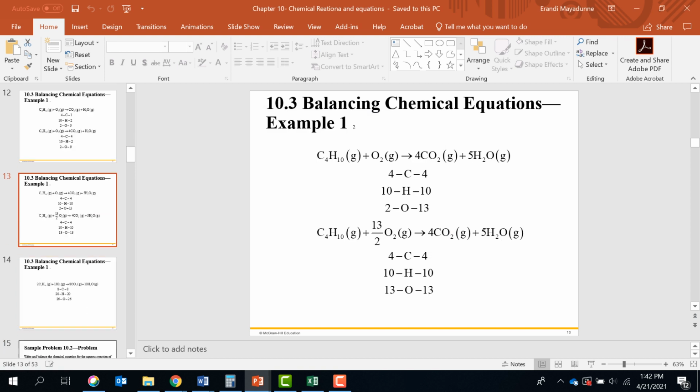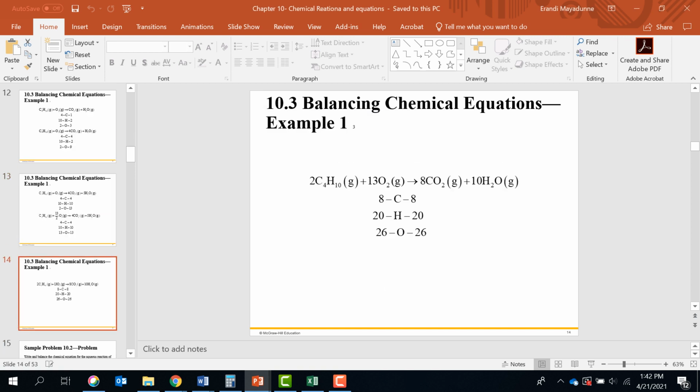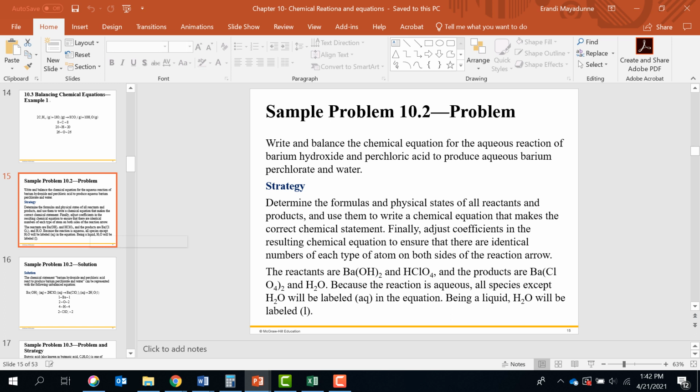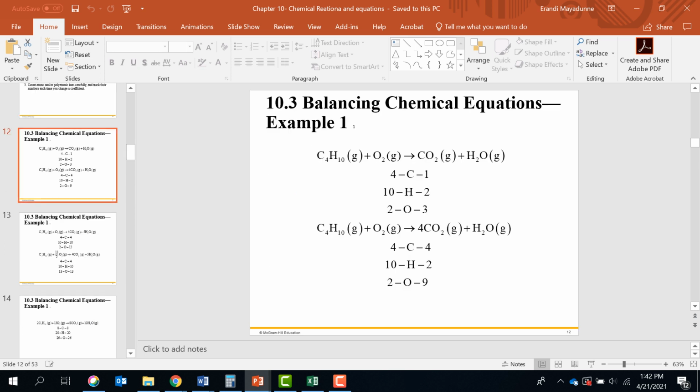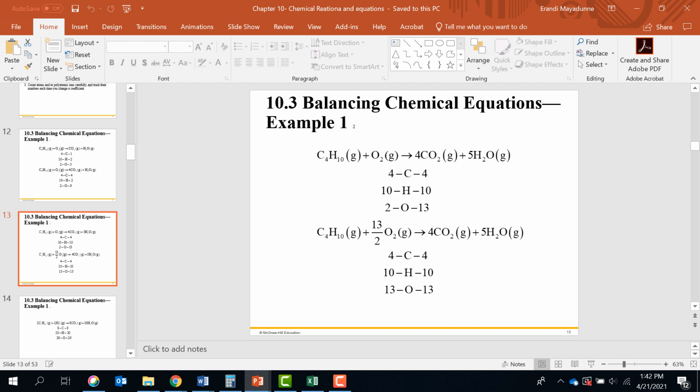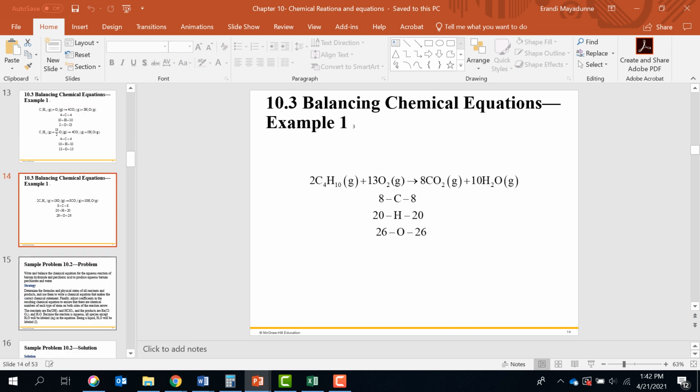Let me take another example. So in here in your PowerPoint, it's the same thing. Then when we go to the oxygen, you can put the 13 divided by 2, but you can't have fractions in the equation, so you multiply the whole thing by 2. So that's the same thing they get.